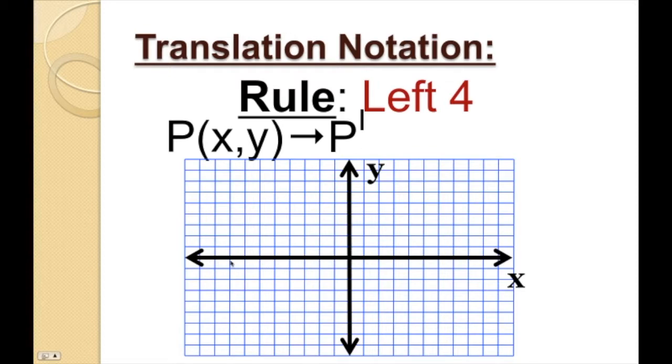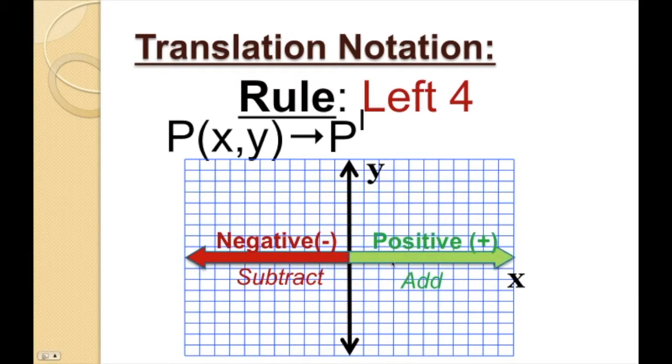Remember that the x-axis over here tells you that your negative points are to the left, and when you do that, you subtract. Or your positive values are to the right, and that tells you to add to your x-coordinate. Well, here we're saying that we're moving left 4. Since we're moving left 4, we are going to basically subtract 4 from whatever our x-coordinate is. So that's going to be x minus 4, y. Our y doesn't change value because we're not talking about going up or down at all. But because we're moving left 4, we're subtracting 4.